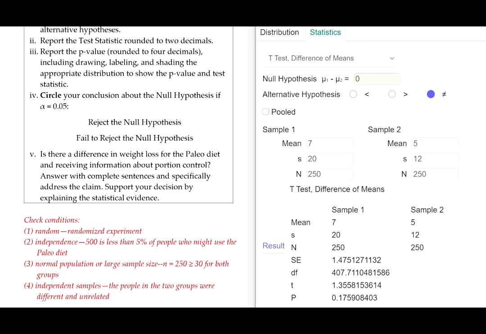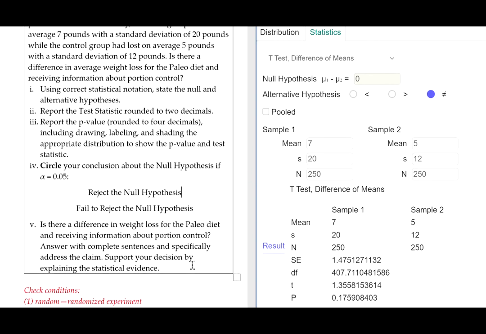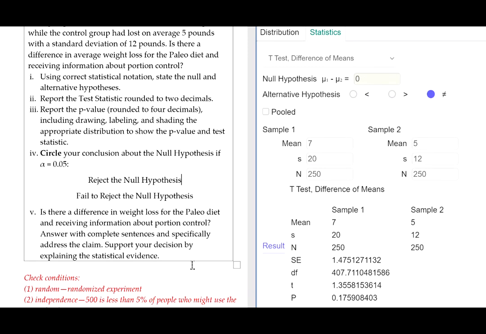And then fourth, the two samples, the two groups, need to be independent of each other. These were individuals that were randomly divided into two groups, so there's no reason to think that they were related to each other. Since the two groups are different and unrelated, we could say that the paleo sample and the control sample are independent.